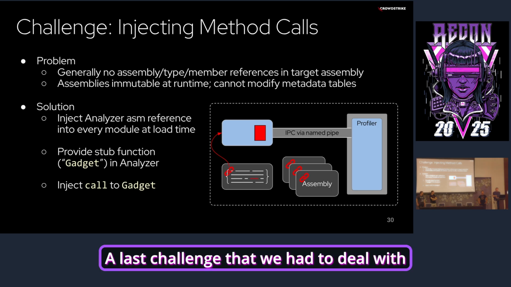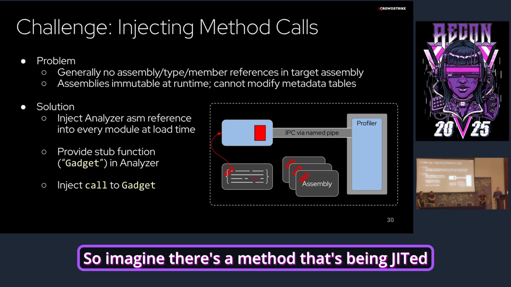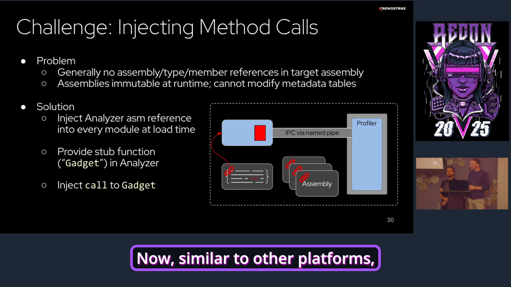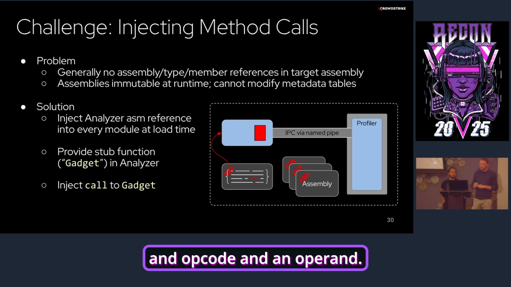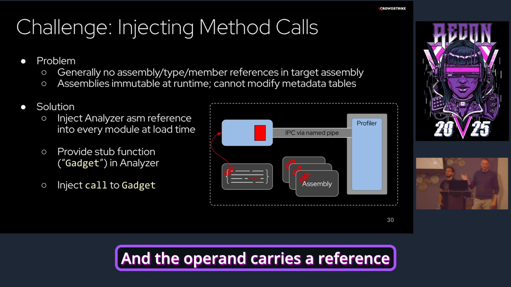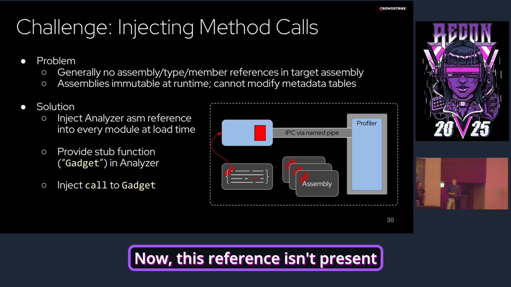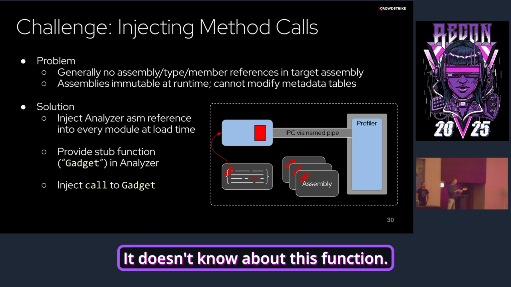A last challenge that we had to deal with is the injection of method calls. So imagine there's a method that's being JITted, and now we want to inject a call to a method that we provide into it. We want to inject a call instruction. Similar to other platforms, a call instruction is an opcode and an operand. And the operand carries a reference to the function to call. Now, this reference isn't present in our target executable, right? It doesn't know about this function.